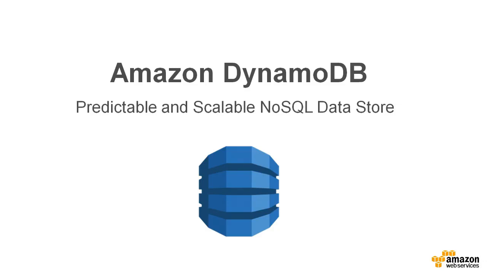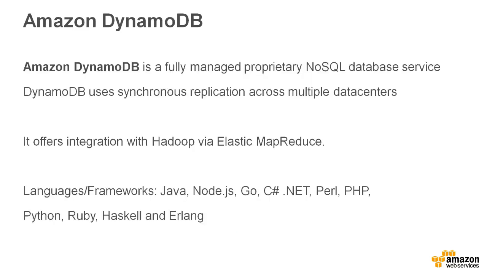Here comes Amazon DynamoDB, that is predictable and scalable NoSQL data store or database. You can store your data set in key value format or in document oriented database with Amazon DynamoDB. So now let us explore what is DynamoDB. DynamoDB is a fully managed proprietary NoSQL database service. It is not a relational kind of database. It can be integrated with Hadoop via Elastic MapReduce.